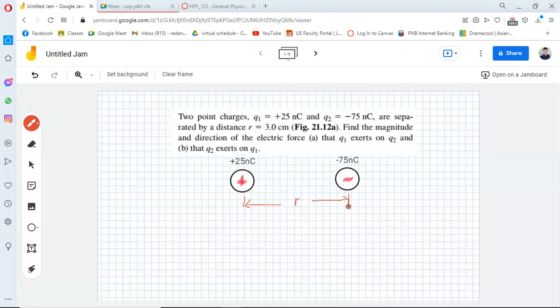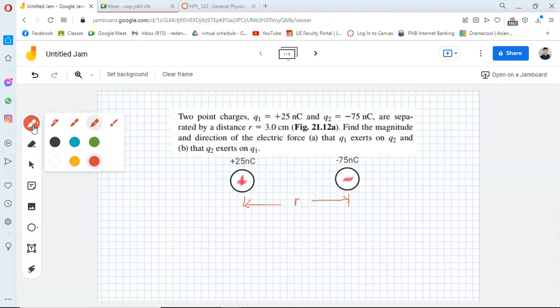Okay, so this is the separation distance R for this setup. Ang unang-unang step pag tayo ay nagsosolve ng electric forces, we must first sketch the problem, or make a simple illustration regarding the problem. Hindi ka agad-agad mag-compute. Okay, so ganyan yung ating setup.